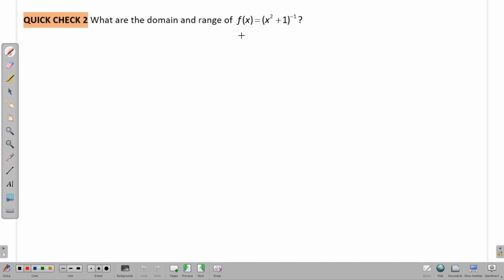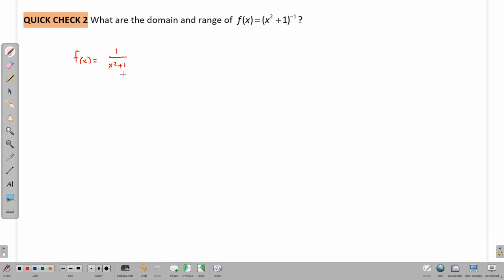Okay, let's look at another function here. It says, what's the domain and range of this? Now, you could graph it. You could try to identify it from graphing it, but let's try to do this without that, just by analysis. So we have a -1 exponent, which means that we need to take the reciprocal. Right? Negative exponents mean reciprocal, so this really is this function, 1 over x squared plus 1.